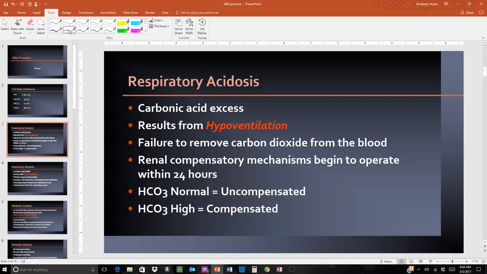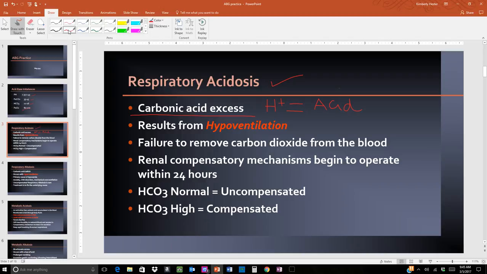But we have 4 different things that we look for when we're trying to figure out what the patient's ABG is and what that means for the patient. So respiratory acidosis, this is actually pretty common. You'll see this quite often, particularly if you end up working in the ICU with patients that are on ventilators. And what this means is an excess of carbonic acid. It's easier for me to think of carbonic acid as your hydrogen ions. And what does hydrogen ions mean? When you have a lot of hydrogen ions within the blood system, it makes the blood system acidotic.